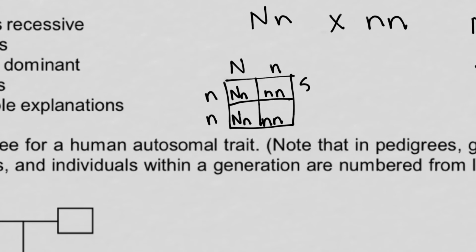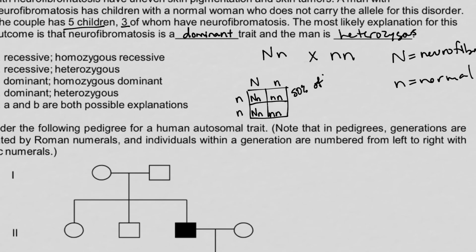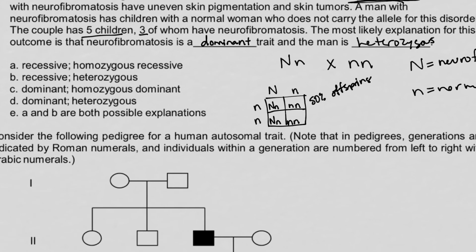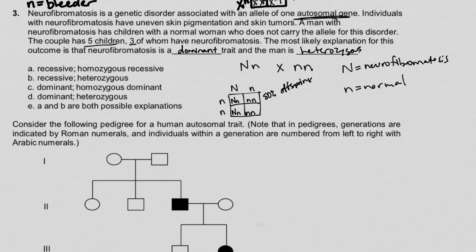All right, so in this case, 50% of the offspring would have neurofibromatosis. So that is possible. Because 3 out of 5, we can't get it even 50% to know for sure. Now let's just look at what would happen if it were recessive, so we can eliminate any wrong answers.